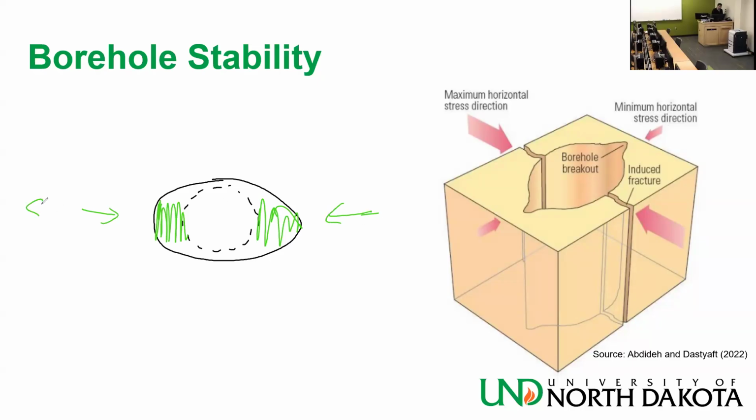The direction of SH min if it's a vertical well. Or if it's a horizontal section and you have SV on top and either SH max or SH min on the side, the direction of the breakout is the direction of the least compressive of the two, relatively least compressive of the two.